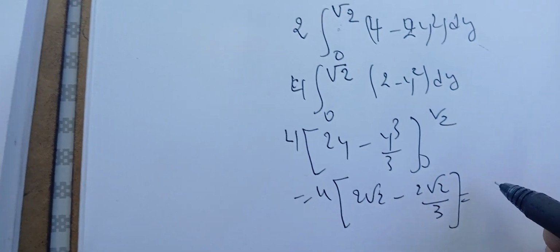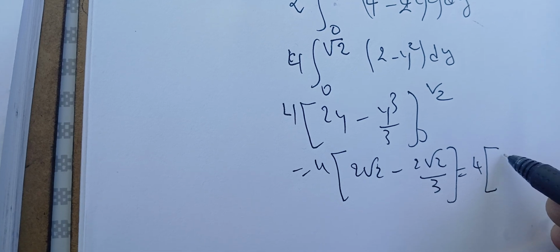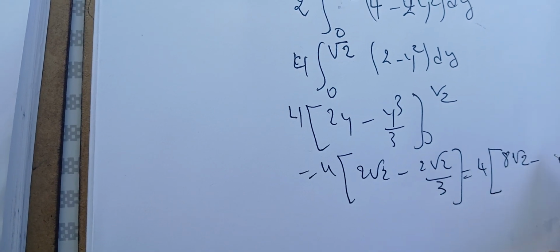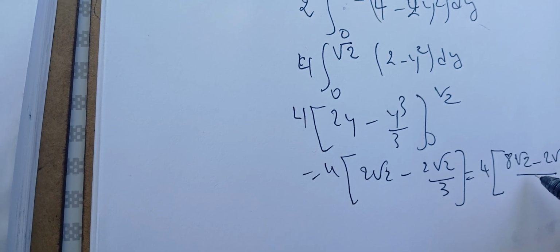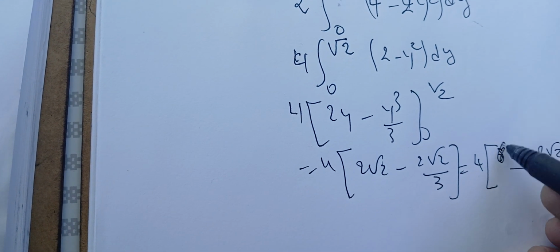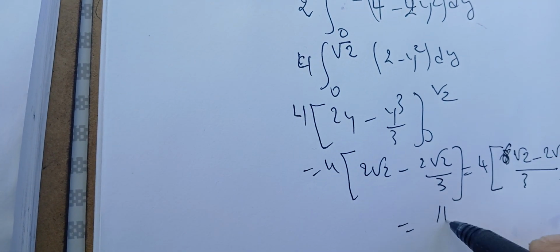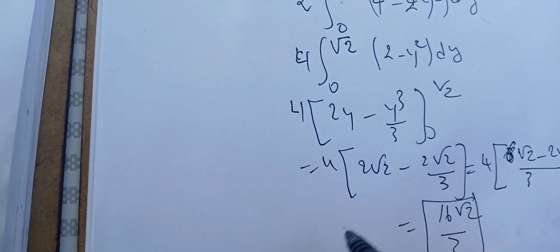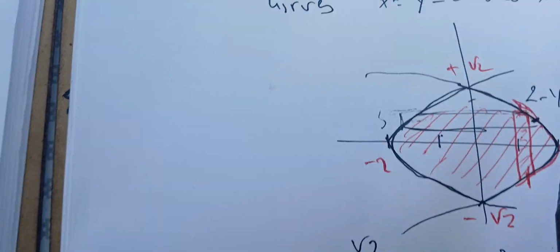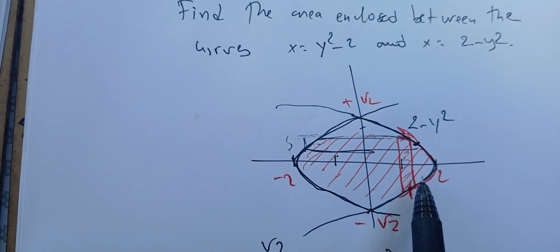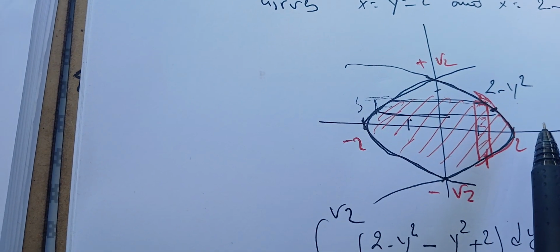If I want to simplify, let's multiply by 3. I get 6 square root of 2 minus 2 square root of 2 over 3. So I have 4 times 4 square root of 2 over 3, which is 16 square root of 2 over 3. Let's check one more time. Yes, this is my area. So instead of integrating with respect to x, sometimes it's good to integrate with respect to y.